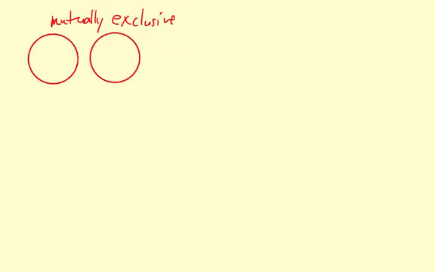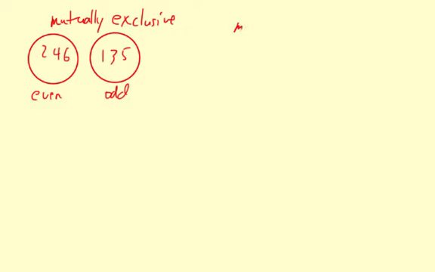Okay, now let's say you're going to throw a six-sided die, and you want to know the probability of even numbers and odd numbers. So even would be over here. So even numbers, 2, 4, 6. Odd numbers, 1, 3, 5. There's nothing in common here. These are mutually exclusive. When you roll the die, you're either going to get an odd number or an even number, but you can't get both at the same time.